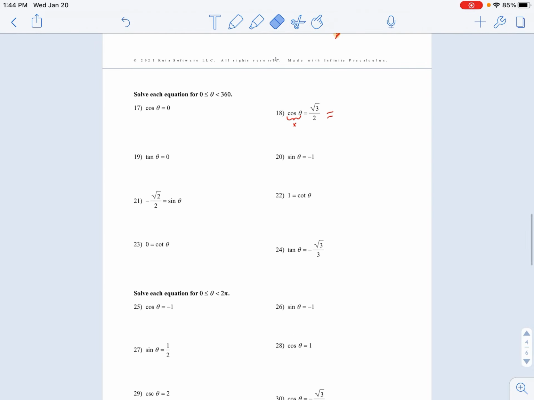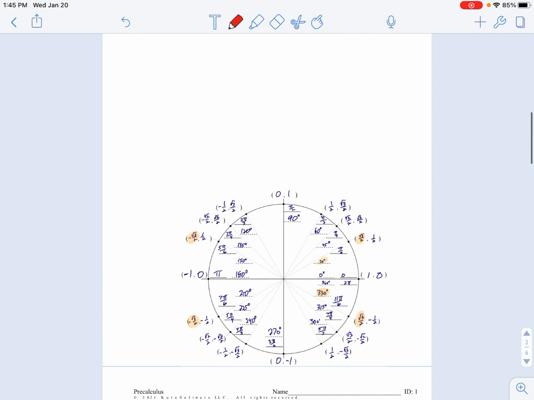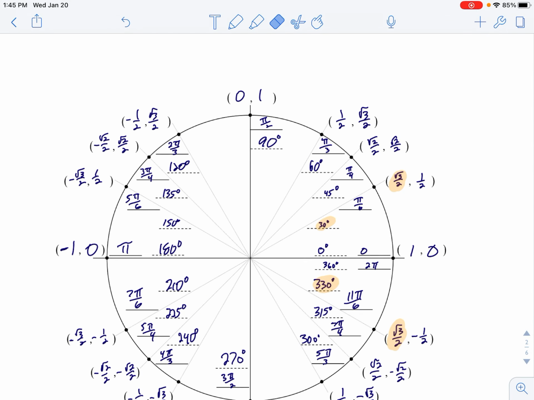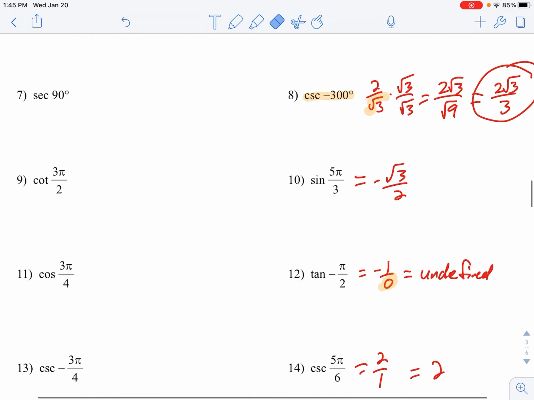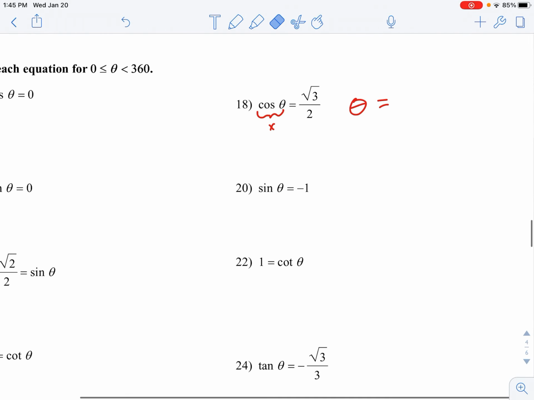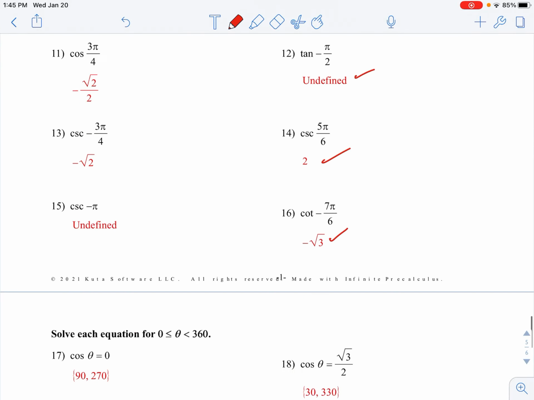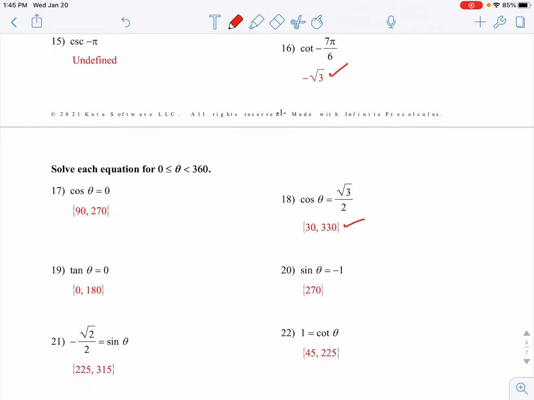So I don't put an equal sign here. For this problem, theta is going to equal, what were they again? Not these two, those were negative, 30 degrees and 330 degrees. So theta is either 30 or 330. Let me check number 18, make sure I did it right, and good.